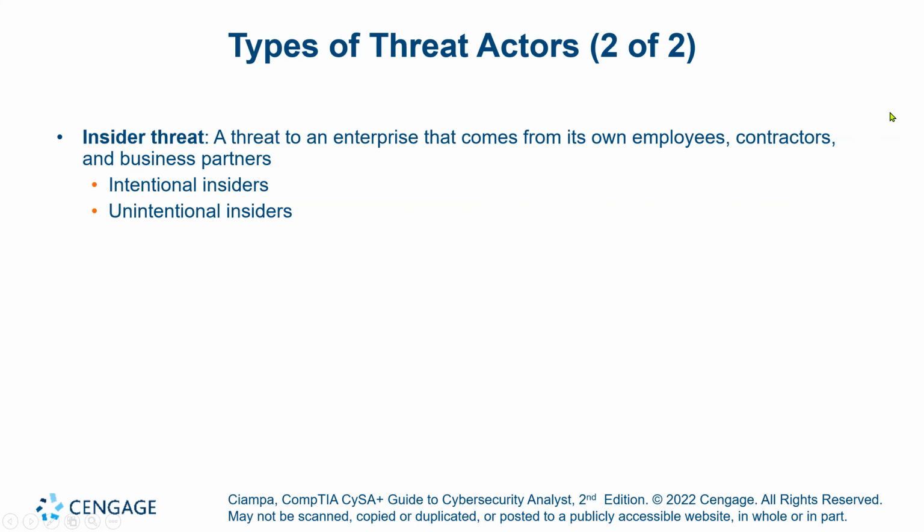Insider threats, we've talked about this quite a bit. This is a threat to an enterprise that comes from its own employees, contractors, and business partners. There are two types. There's the intentional insider threat and the unintentional insider threat. Honestly, I'm not sure which one of these is worse. An intentional insider threat with a lot of security clearance is bad. However, if you have an unintentional insider threat from someone who's just not trained and acting like an idiot, it can be almost as bad.